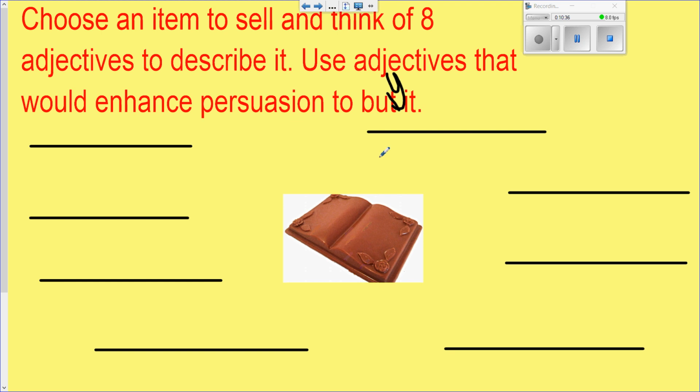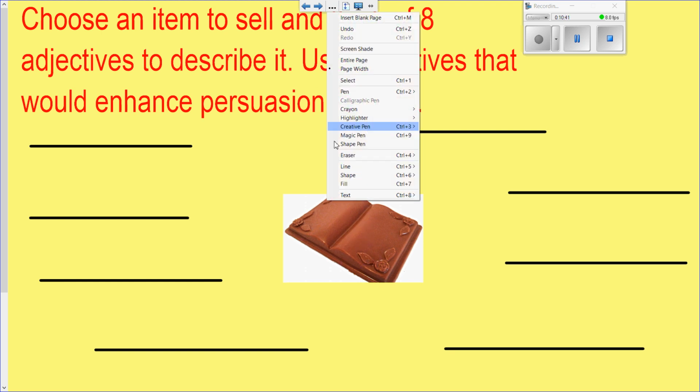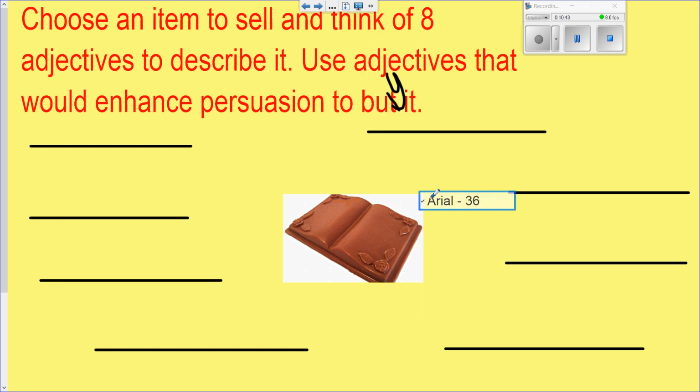So here's my item. I have chosen a chocolate book. All right, so you might choose a different sort of item. It's up to you. You could choose some of the items we spoke about earlier, or you could think of something else completely different. And I'm going to choose 8 adjectives to describe this so people would want to buy it, because I'm trying to persuade them. So I might use the adjective mats to help me, but I could think of some of my own.